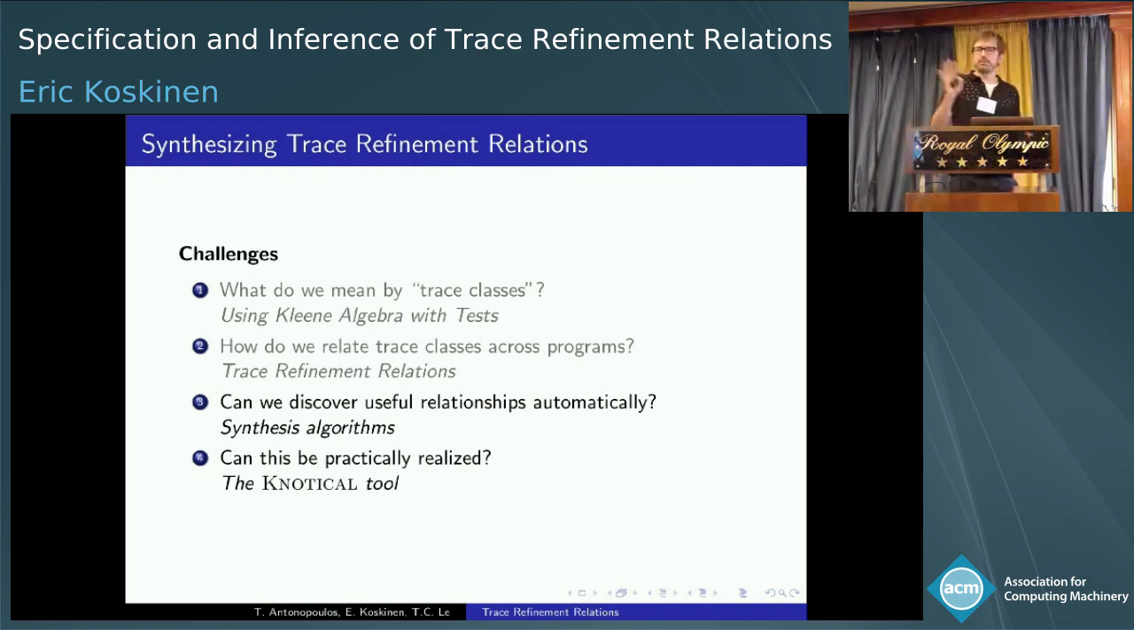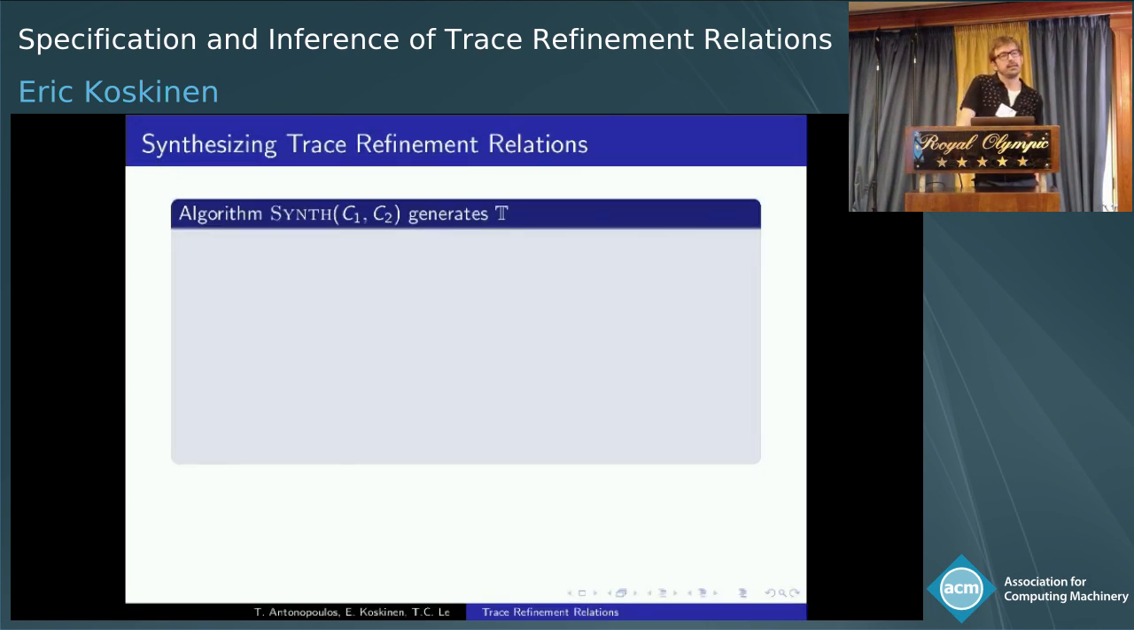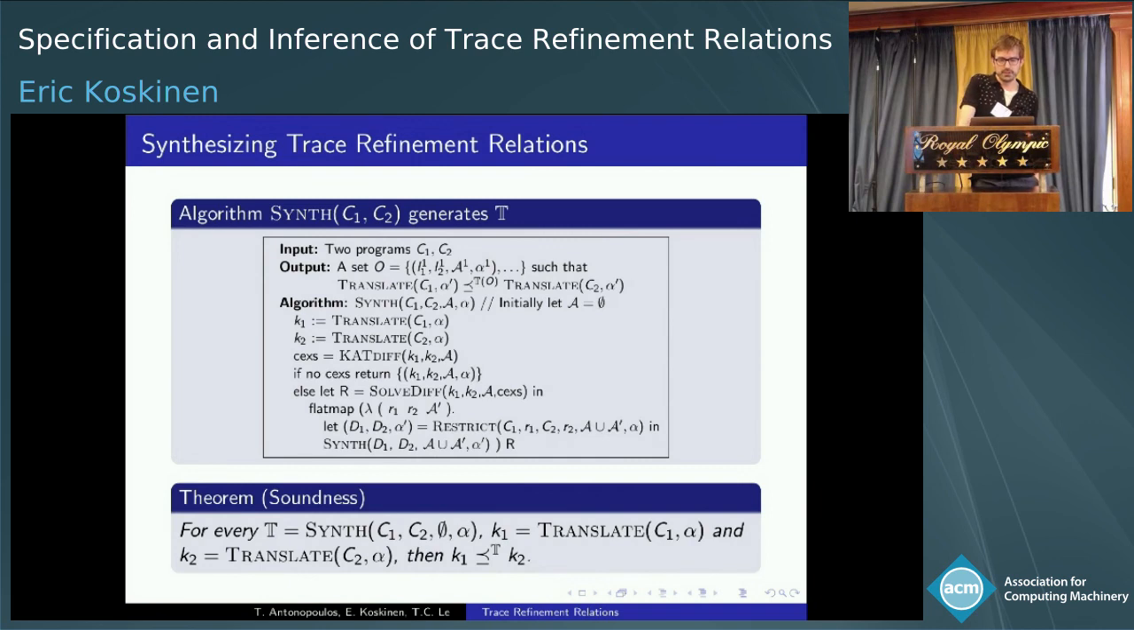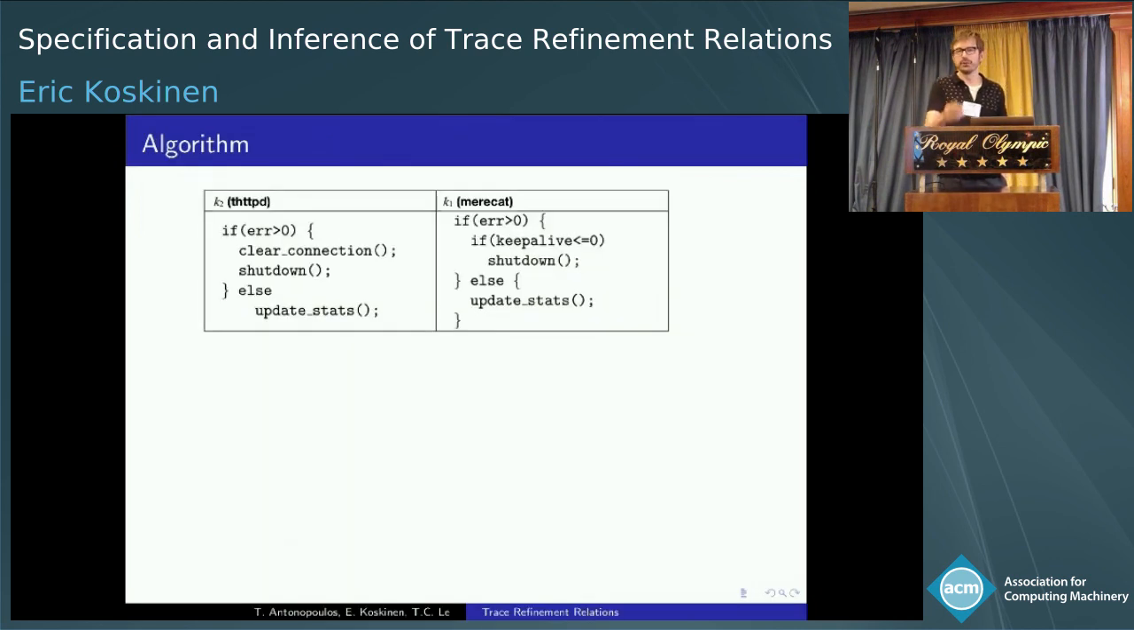So that's the specification of these relations between programs. And now we turn to the question of whether we can automate this, and can we discover these relations automatically. And the answer is yes. In the paper, we describe an algorithm that's able to generate these trace refinement relations. Here's a sketch of it. There's also a soundness proof. But for the purpose of illustration, I'll instead go through an example to show how the algorithm works.